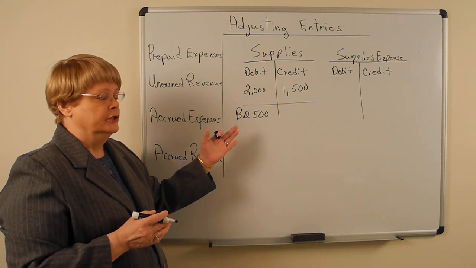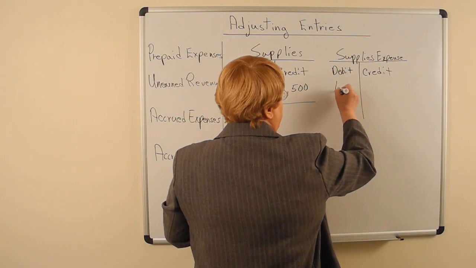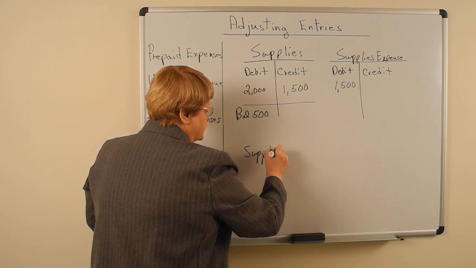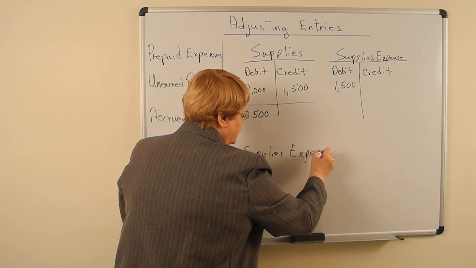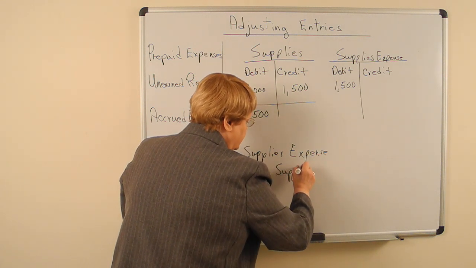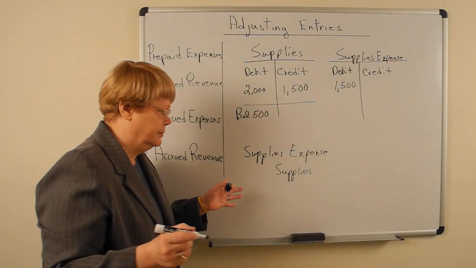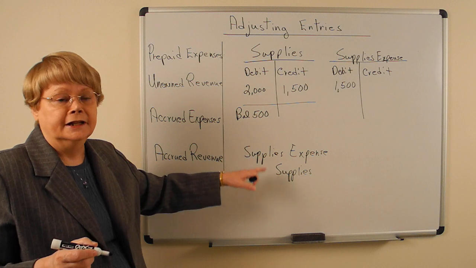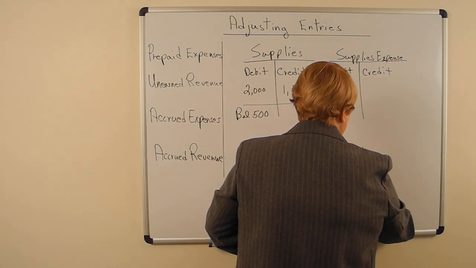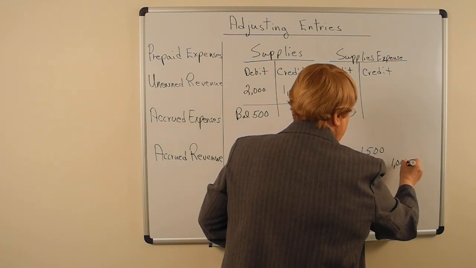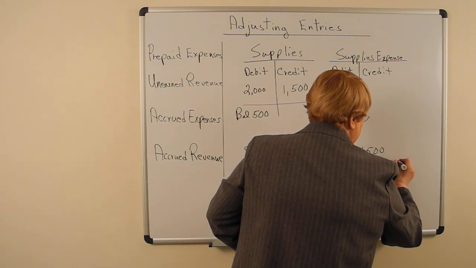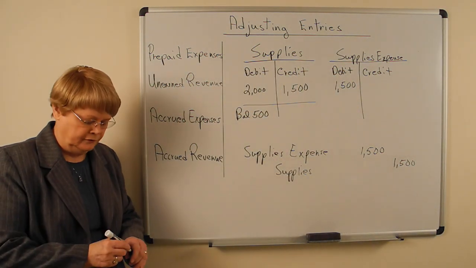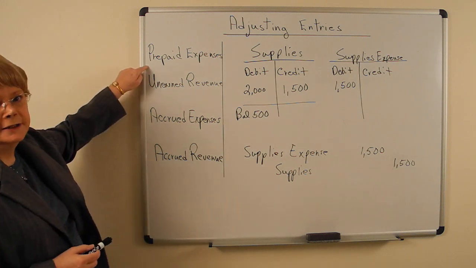At the same time that we reduce supplies, we're going to increase our supplies expense. So over here we have a debit to supplies expense. And in journal form, that would be a debit to supplies expense and a credit to supplies. Remember, we talked about the correct format of a journal entry, and since you know the correct format, I'm not going to put up debits and credits, because you should know that the debit always comes first and the credit comes second. So we have supplies expense, $1,500 debit, and supplies, $1,500 credit. That's your journal entry in T account form and in journal form. That is one of the prepaid expenses.